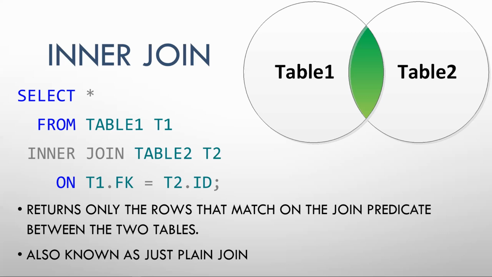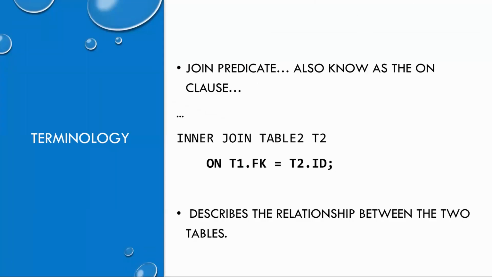Now, if you're watching and you're thinking, oh, this is a little bit boring at this point, we're just getting into it. This is the simple stuff. We're going to get into the more interesting stuff real quick. But the join predicate, like I said, is typically known as the on clause. It's what specifies the relationship between those 2 tables.